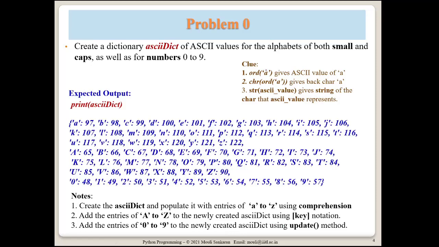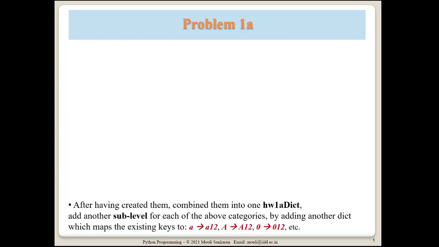How do you get the ASCII value of any character? You can use this ord function. And then how to construct a string from an ASCII value? Once you get an ASCII value, to construct the string you can use this function. If you pass the ASCII value, it will give you a string. So that's all that is required to build this dictionary. I hope this is clear. Any questions? I hope there is no question, I assume.